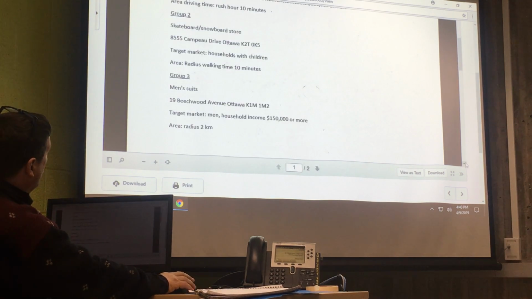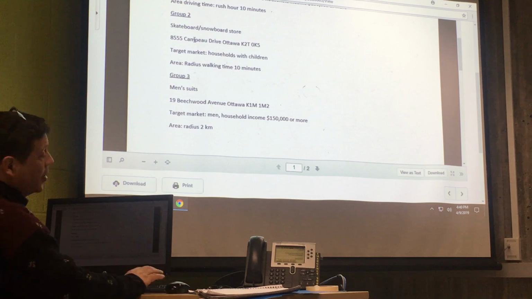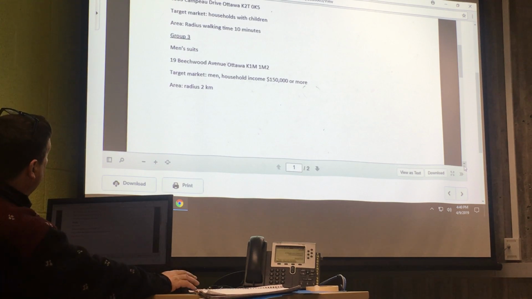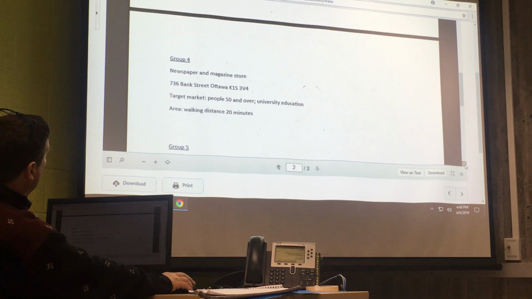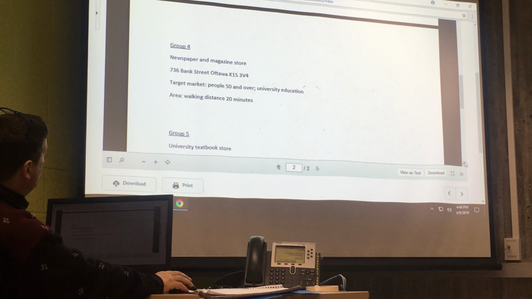Group 2, a skateboard store. As a matter of fact, there really is a skateboard store at that location. Households with children, walking time, skateboarding time 10 minutes. Group 3, men's suits, on Beechwood Avenue, which happens to be right beside Rockcliffe Park. Men, household income 150,000 or more, radius of 2 kilometers. Group 4, a newspaper magazine store, 736 Bank Street, Ottawa.